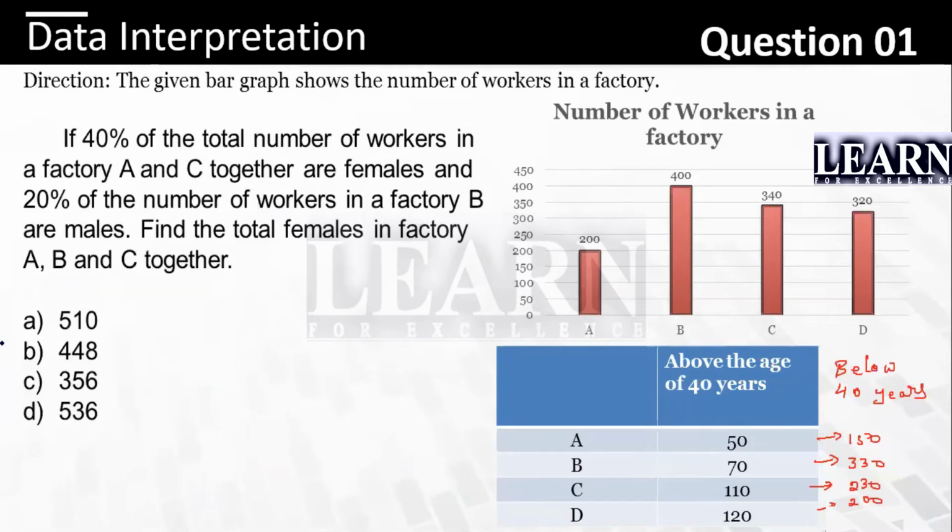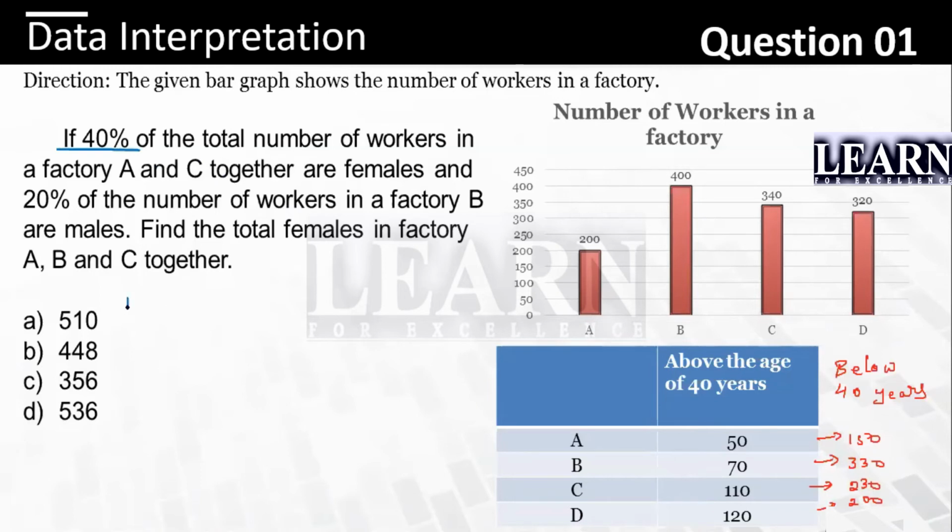If 40% of the total number of workers in factories A and C together are females, and 20% of the number of workers in factory B are males, find the total females in factories A, B, and C together. They have told that the number of females in A and C is 40% of the total employees.